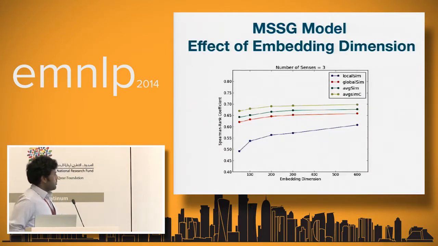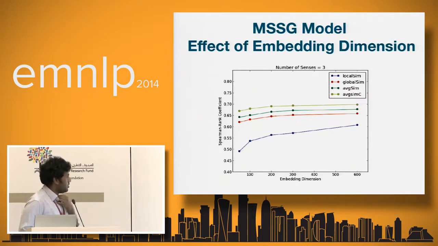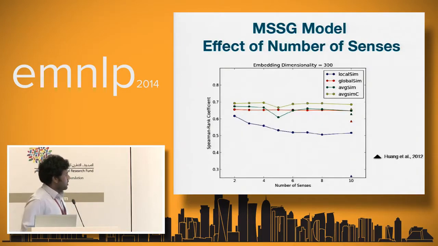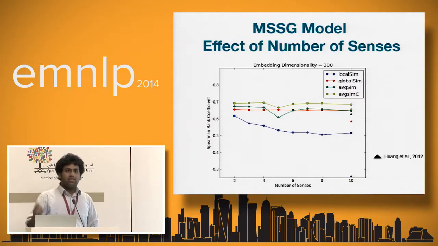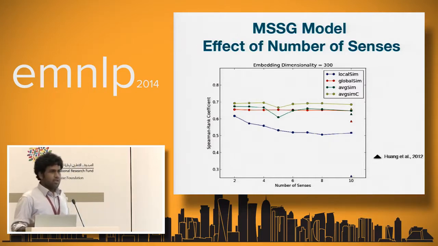This is to measure the effect of embedding dimension on the MSSG model. Once we get to 300 dimensions, the performance is very stable. And this is to measure the effect of the number of senses. For the baseline method that learns multiple low-dimensional embeddings, the hyperparameter was 10, so they estimate 10 vectors for every word. And I think that gave the best results for them.